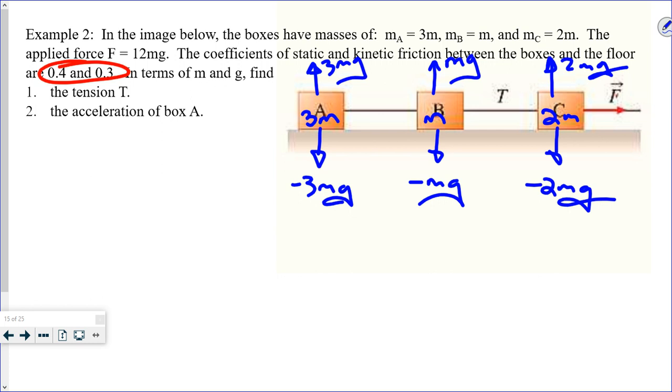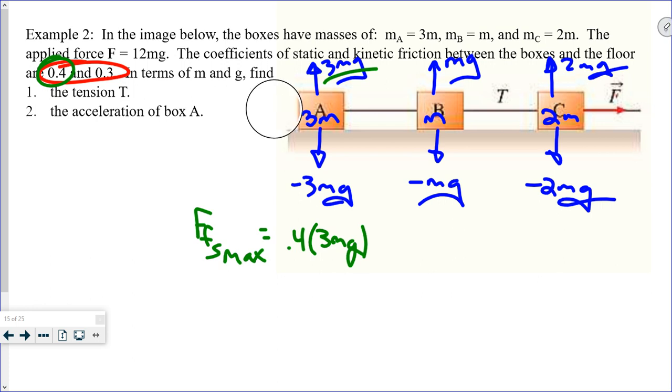Let's find, for each box, our maximum static friction force. Our coefficient of friction is 0.4. For the first box, it's 0.4 times 3mg, the coefficient of friction times the normal force. For the second box, 0.4 times its normal force, which is just mg. And for the last box, 0.4 times its normal force, which is 2mg.